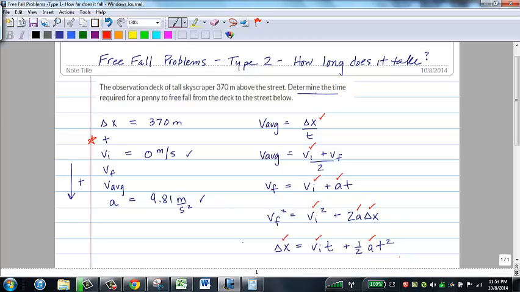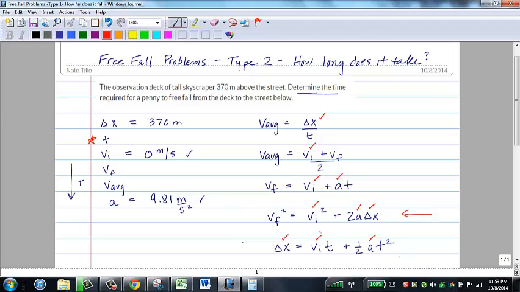It's not possible to use the third equation to find the time because we don't know the final velocity. It is possible to use the fourth equation because we have all but one piece of information there. We have VI and A and delta X, so we could use the fourth equation to find VF squared. But that's not what we're looking for. They didn't ask us how fast is it going right before it hits the ground. So we're not looking for VF, so that's not a useful equation, although it is possible to use that one.